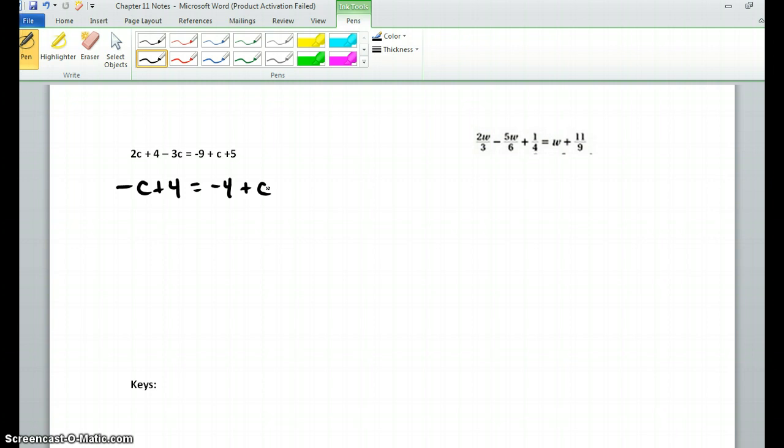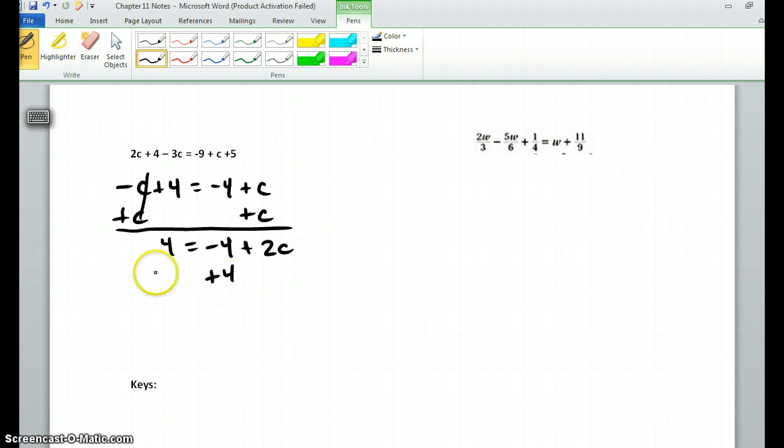Now I will move some things. I think I'm going to move that negative c. The best way to get rid of a negative c is to add a c to it, and they will cancel. But if I do it to the left, I must do it to the right. So now I have 4 on the left, negative 4 on the right, plus 2c. So my mission now is to get rid of that negative 4, so I'm going to add 4. But if I add 4 to the right, I've got to add 4 to the left.